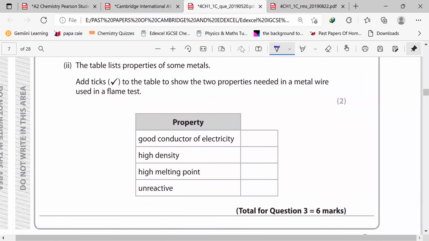Okay, next point. The table lists properties of some metals. Add ticks to the table to show the two properties needed in metal Y in a flame test. High melting point and reactive.